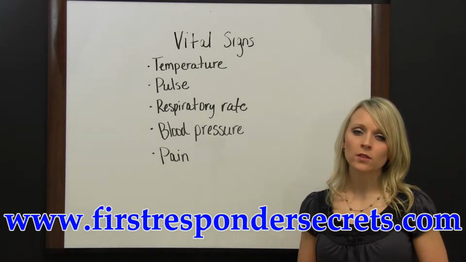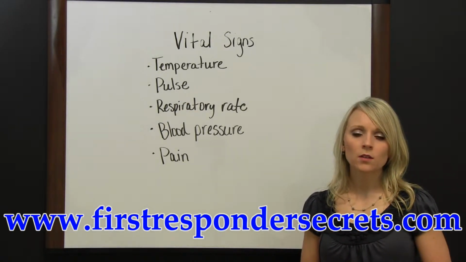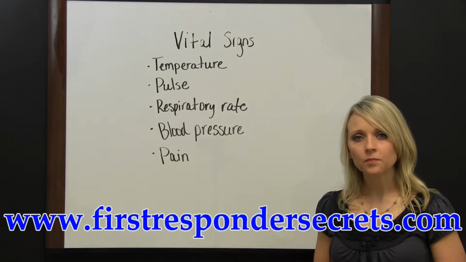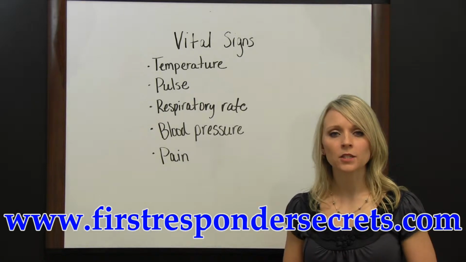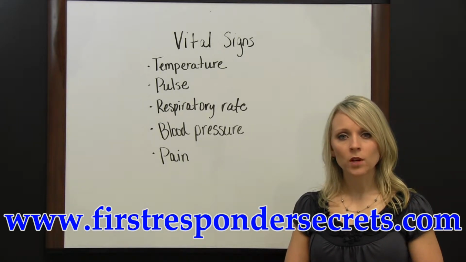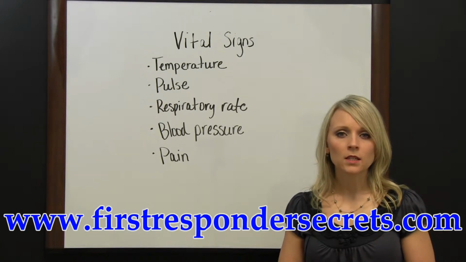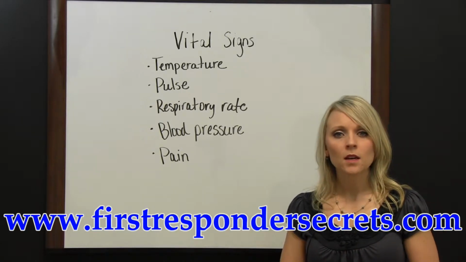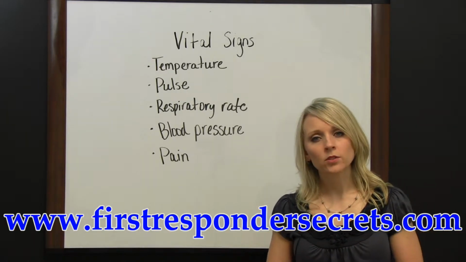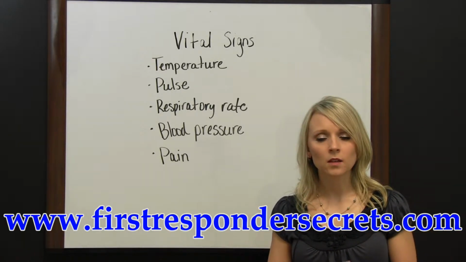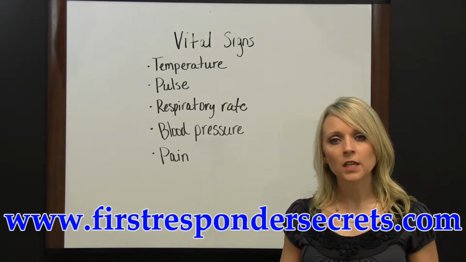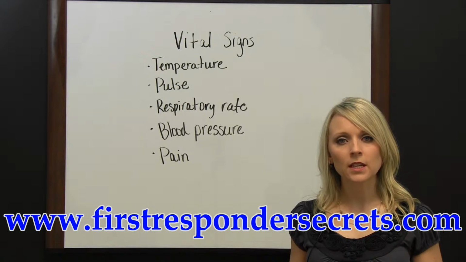Pulse is another vital sign, which is measuring the number of heartbeats per minute. It is generally counted by feeling or palpating the radial pulse, and it needs to be counted for a minute. However, if the pulse rate or the heartbeat is regular, meaning it's a steady beat, then it can be checked for 15 seconds or even 30 seconds.